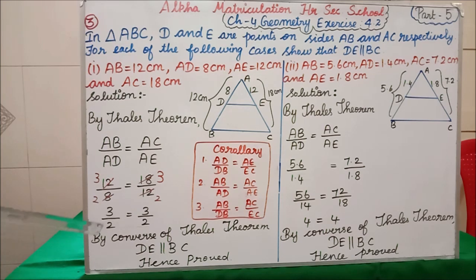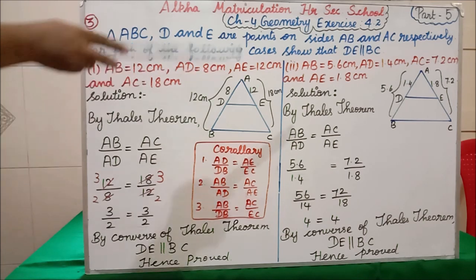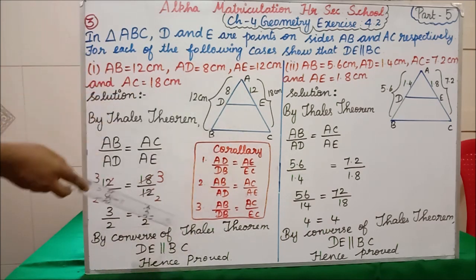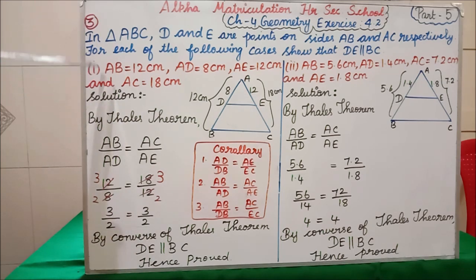Clear students? But in this problem we have got both the sides equal. So we are writing DE is parallel to BC, hence proved. That only they asked us to show, isn't it? We want to show that DE is parallel to BC. We have arrived, so hence proved, completed. Third question, first subdivision is over.